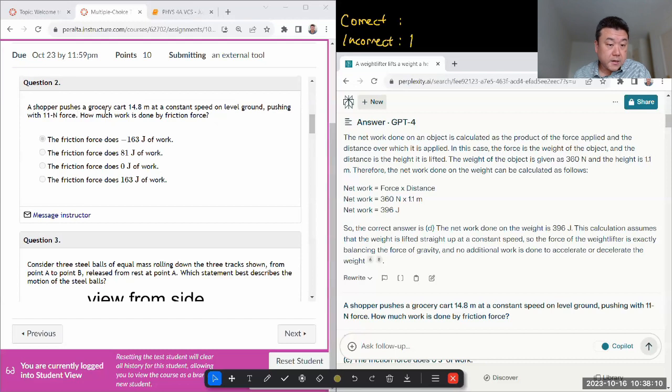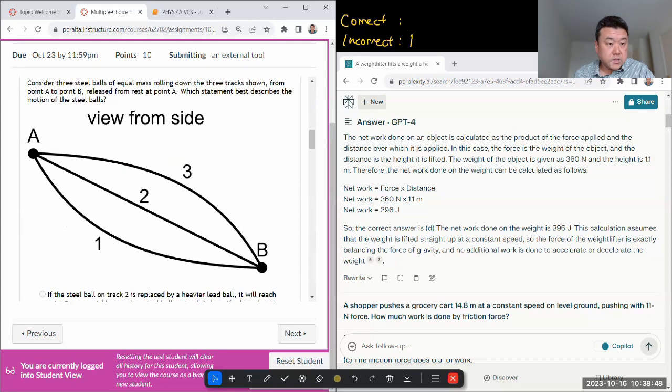So this is correct. Based on process of elimination, the shopper is pushing, we are looking for work done by friction force. We know it's going to be opposite to the displacement. So friction force should be doing negative work, and this is the only negative answer. So it's gotta be the only correct choice. If there had been two or more negative choices, I would have made the assumption based on constant speed that friction force must be equal to the force that the shopper pushes with, 11 newtons, and do 11 times 14.8 to get that numerical value. Okay, three. Let me mark that as one correct.